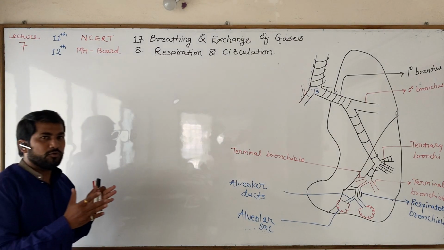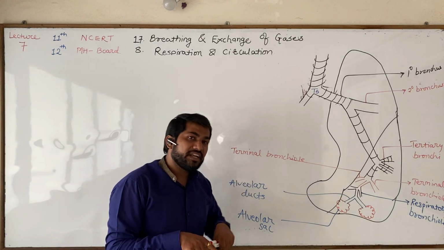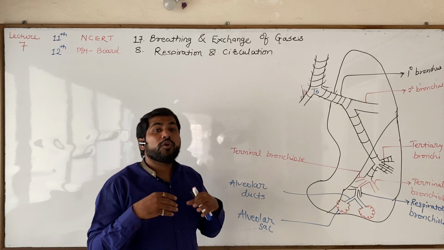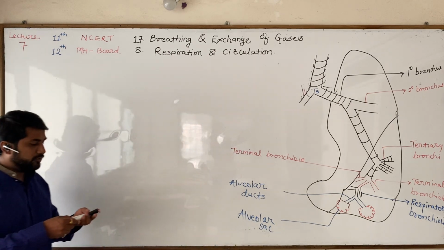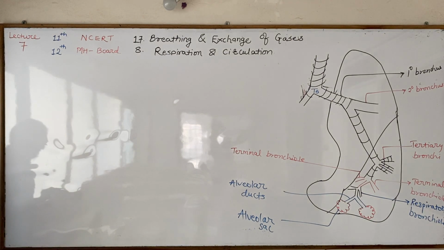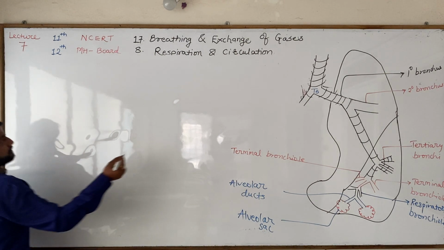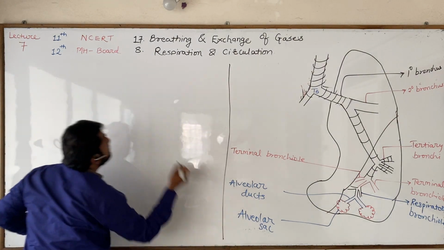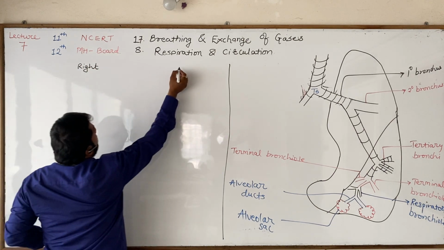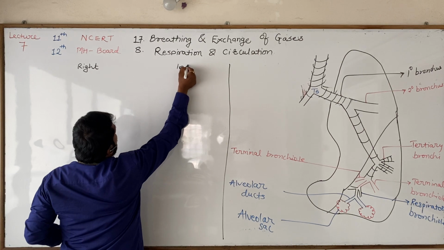Lungs are divided into lobes. Lobes are divided into segments, and segments divided into lobules. Okay, when I write the difference between right and left lung, we will get the things in too much detail again. So this is right lung and this is left lung.